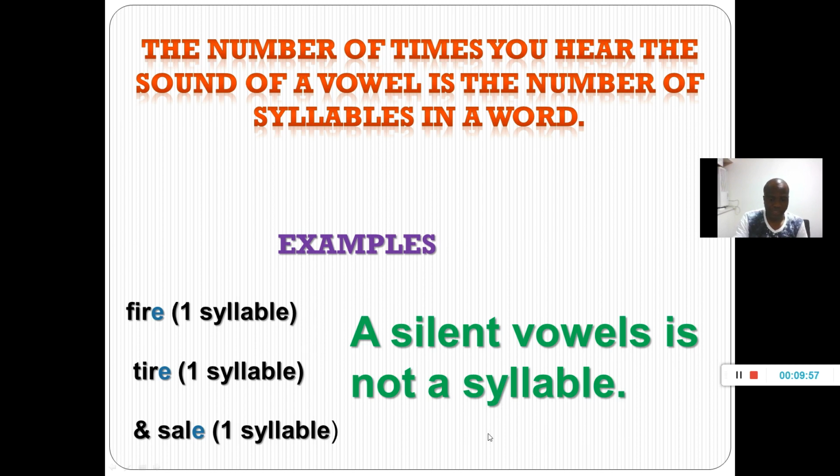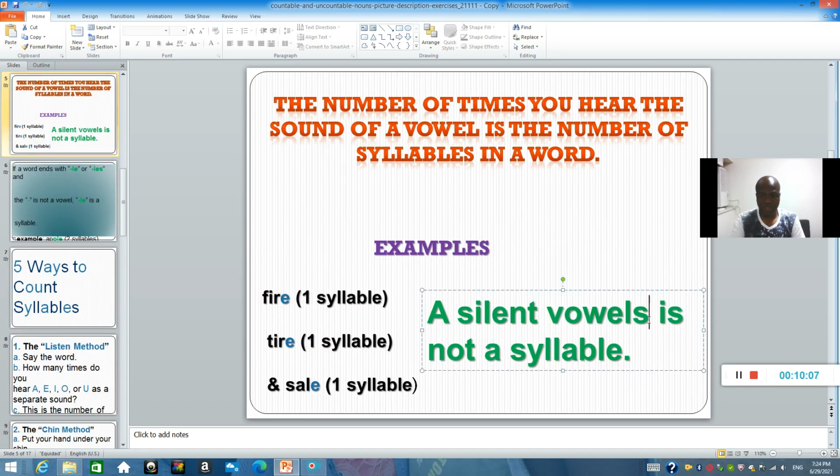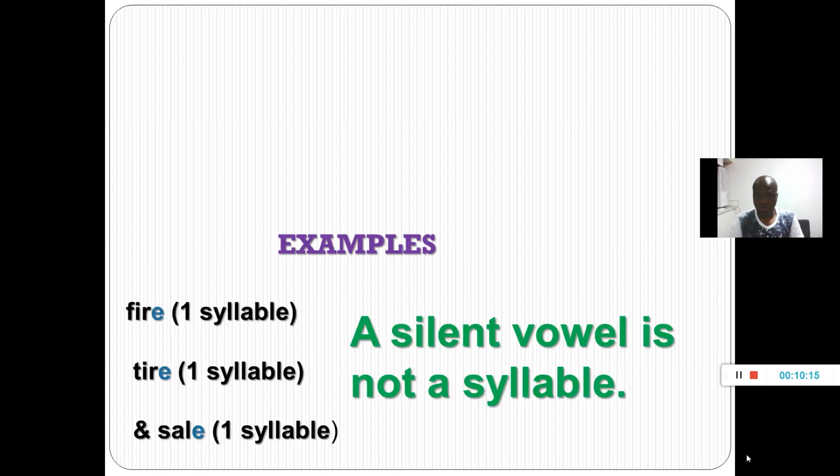A silent vowel is not a syllable. There are some corrections I didn't make. So there's no S there, and here too there's no S there. Forgive me for that. I'll do the correction after the video.